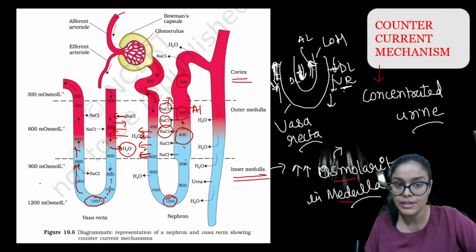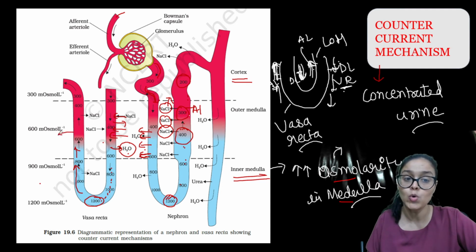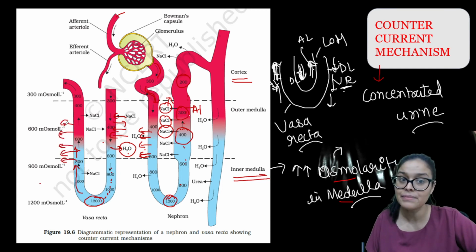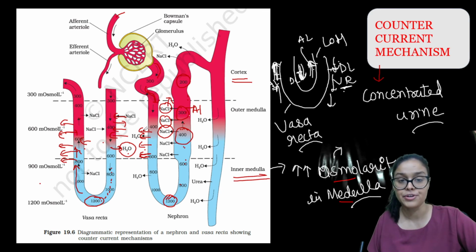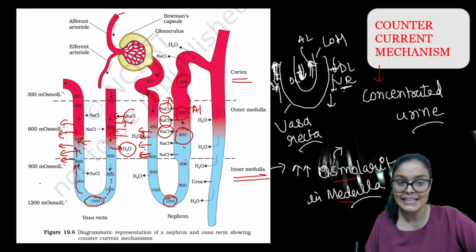एंड दिस वाटर को मेंटेन करने के लिए ह्यूज NaCl विल बी रिलीज्ड बाय द वासा रेक्टा आउटसाइड, and water will be absorbed, some water will be absorbed by this ascending limb of vasa recta from here. So that means NaCl exchange happens between ascending limb and this descending limb of vasa recta.